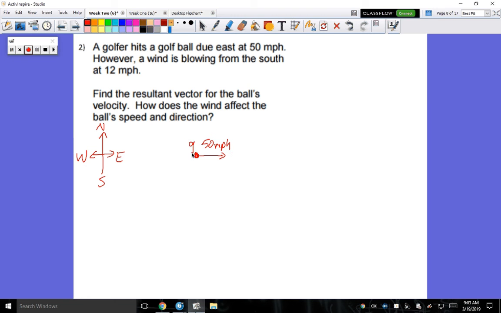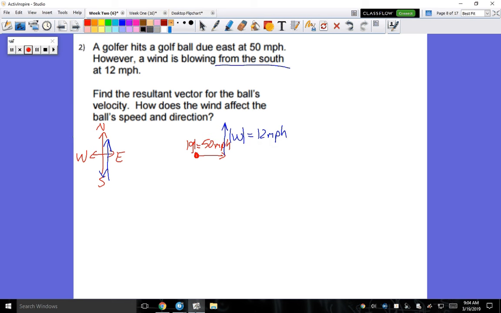We'll say G for golfer. And then however, wind is blowing from the south. So from the south means it's from here going upward. So the wind is going to blow from the south. We'll say the magnitude of W for wind is 12 miles per hour. Find the resultant vector of the ball's velocity.